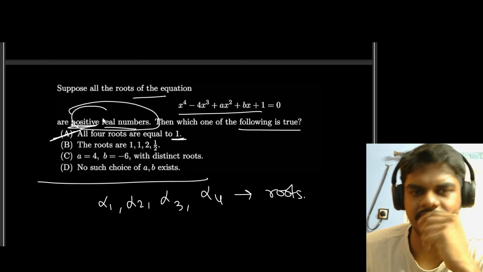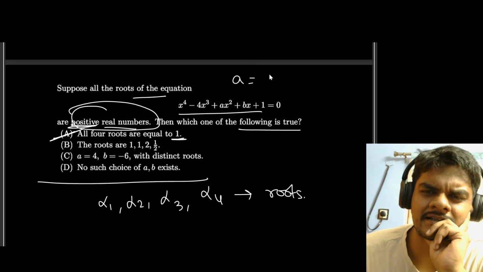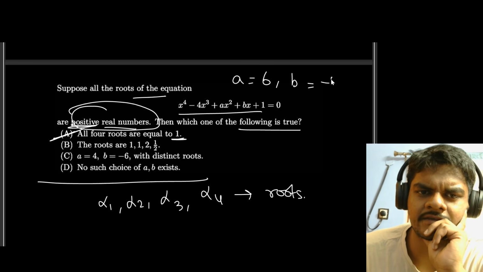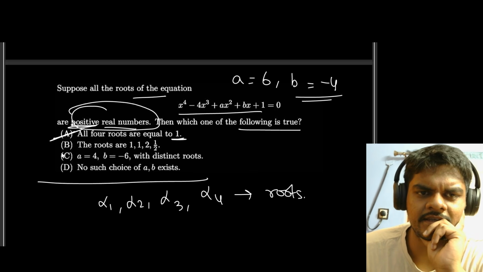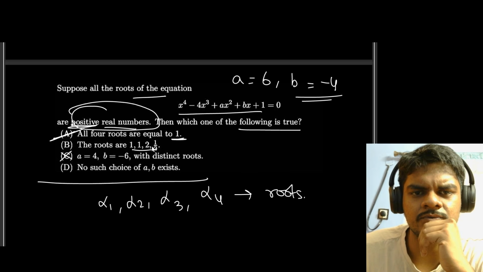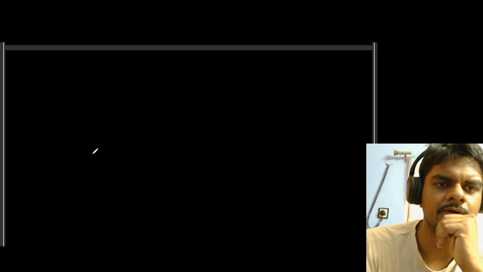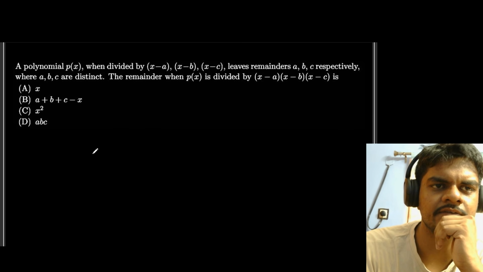So first option is correct. And hence a will be, I think, 6 and b will be -4. So option C is wrong. Anyways, even if it was multi-correct, this is wrong, and there is no such choice. Obviously this is wrong. Okay. All right. That was a very good first question.